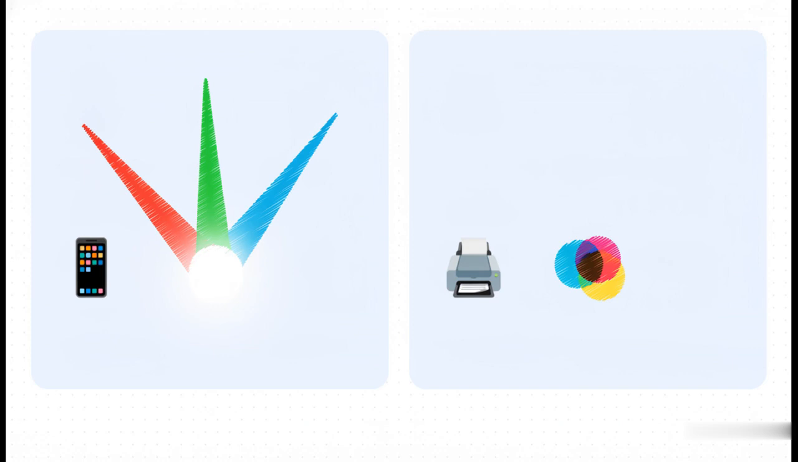But printers? They speak CMYK, cyan, magenta, yellow, and key, which just means black. This is a subtractive model. Physical ink layers onto paper and absorbs the light. If you mix all of those together, you get dark brown or black. Because paper physically cannot emit light, those bright neon screen colors simply cannot be printed with standard ink.